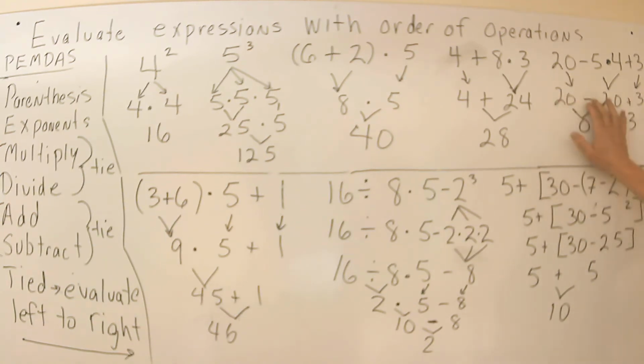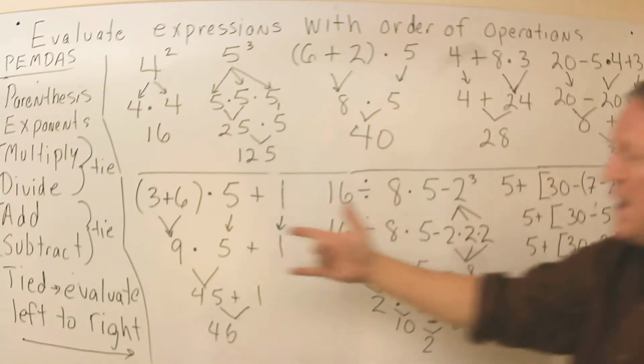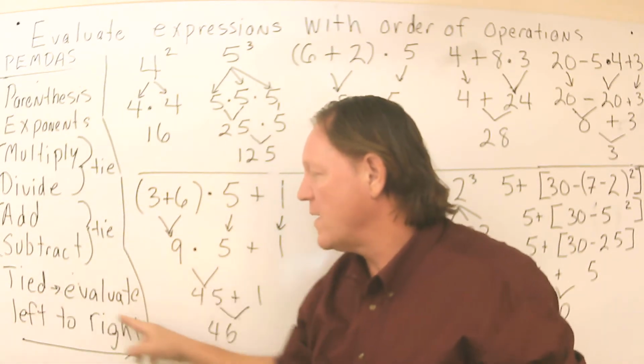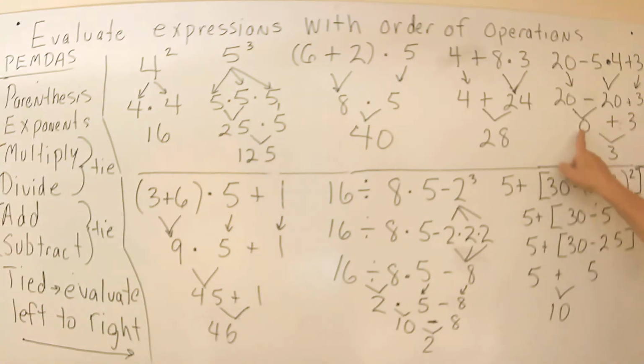The next thing we notice, we have subtraction and addition. And if we have subtraction and addition, that's a tie. So we'll evaluate from left to right. So going left to right, what we'll see is 20 minus 20 is 0. We bring down the 3. And then we have 0 plus 3, and that is 3. Okay? So order of operations.